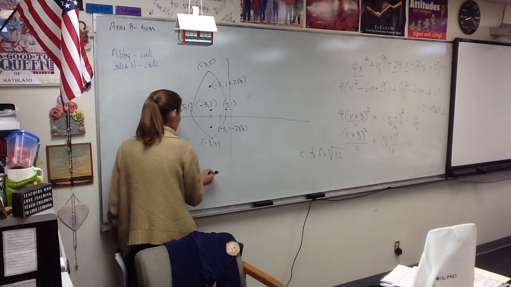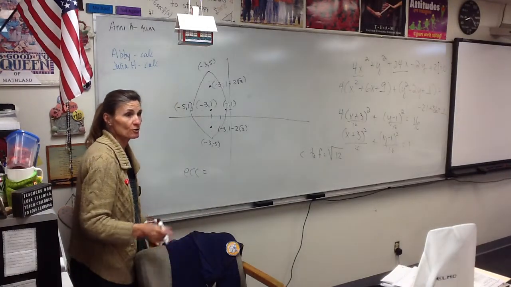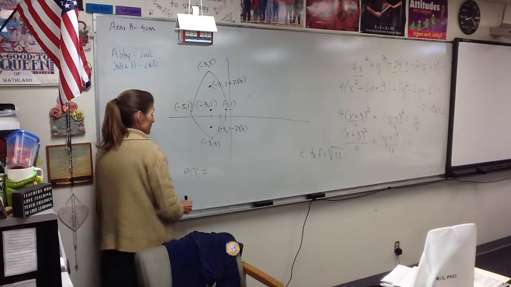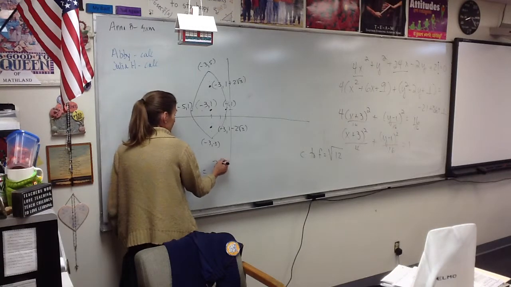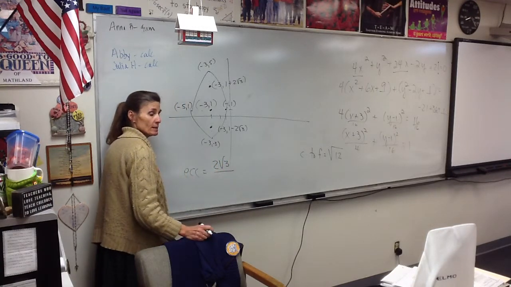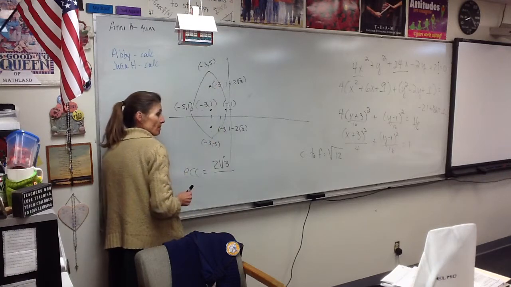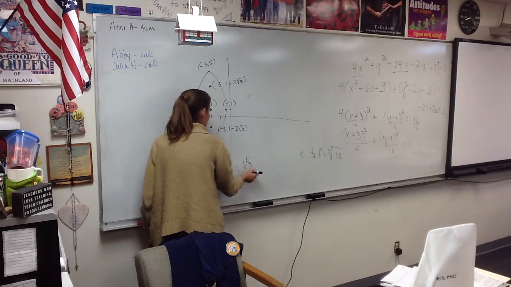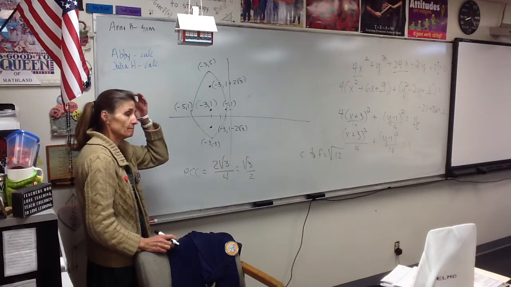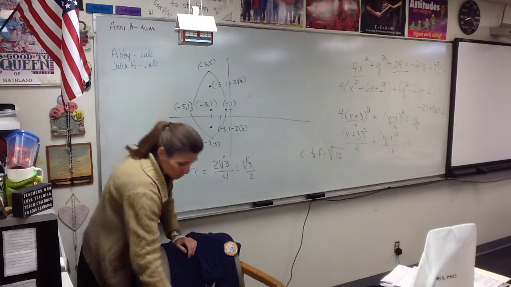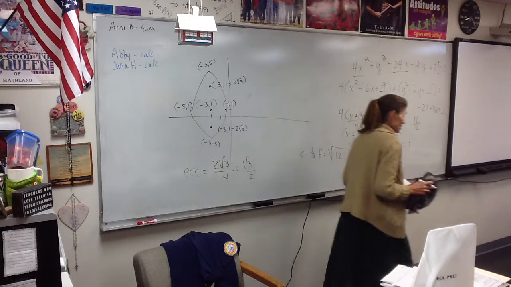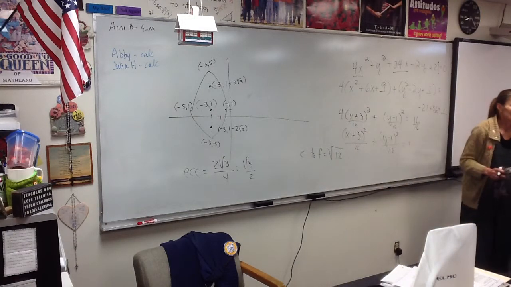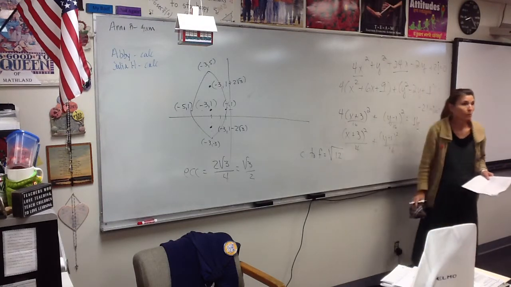What's my eccentricity? I didn't ask for it on this particular sheet, but you'll do it on your test. What's the eccentricity? Center to focus is how far? 2 root 3, square root of 12, 2 root 3. Center to vertex is how far? 4. So this one's actually root 3 over 2. Any question about that before I erase it? Looks good.